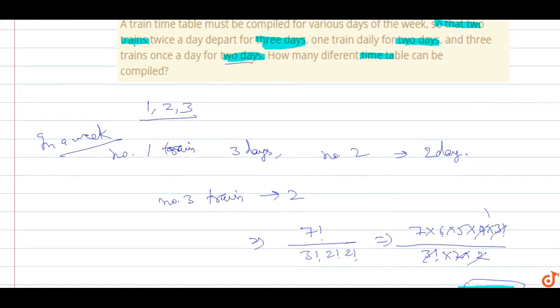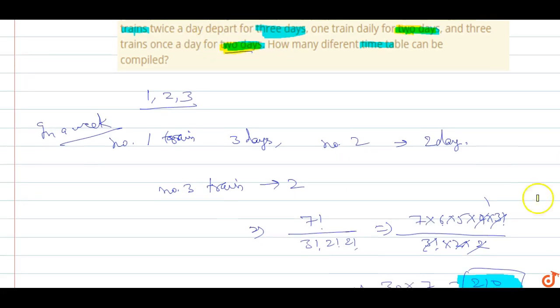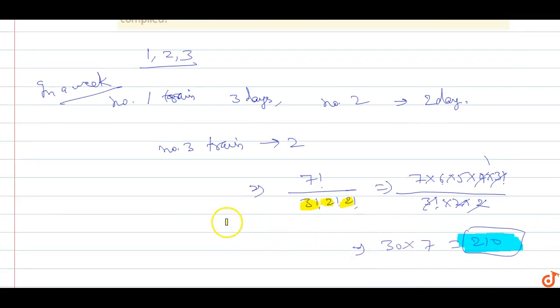Okay, so in a week, one train runs for 3 days, the second one for 2 days, and the third one for 2 days. So this is 7 factorial upon 3 factorial into 2 factorial into 2 factorial, because this is for 3 days, this is for 2 days, and this is for 2 days. This comes out to be 210. So the total number of different timetables that can be compiled is 210. Okay, so this is the answer for this question.